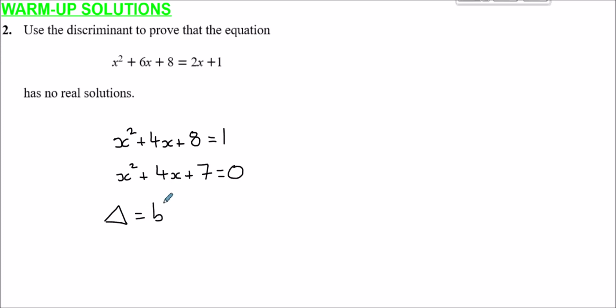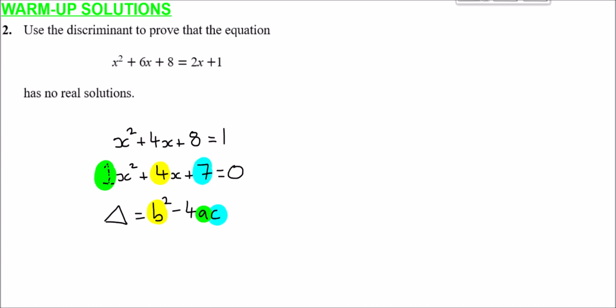Now the discriminant is b squared minus 4ac, where a, b and c are the coefficients of x squared, x and the constant term respectively in the standard form of a quadratic. So in our case, b is 4, and a is the coefficient of x squared, which there's only 1 of here. So if we imagine an invisible 1, a ghostly one, don't mean to scare you, a is 1, and c, the constant term, is 7.